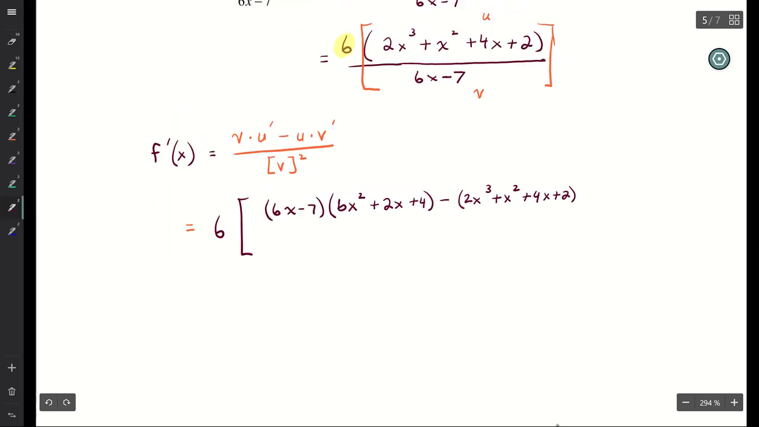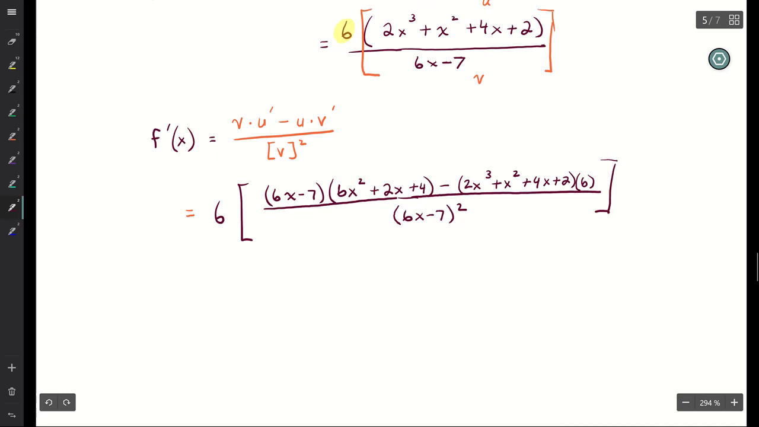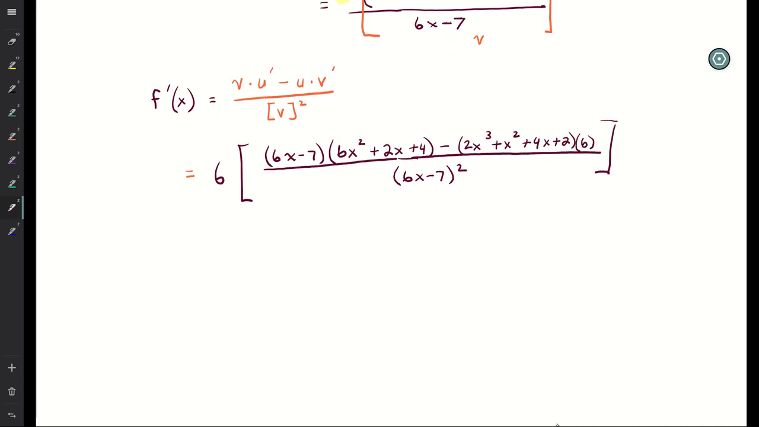And then derivative of the bottom. So that would be times 6. And then all that is over the bottom squared. And I'm going to finish bracketing out so that we can see all that still multiplied by the 6 in the front. All right, so remember what I said a while ago about patience.